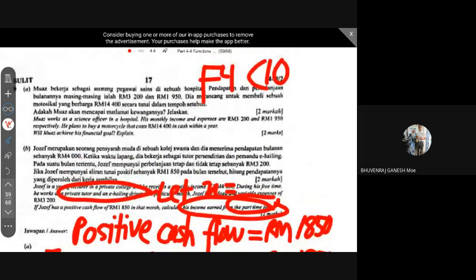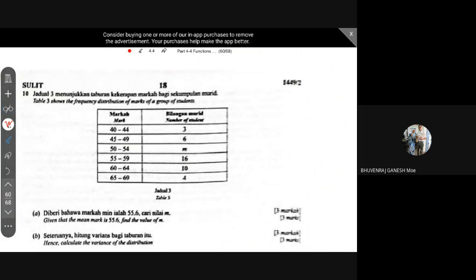Now we go to number 10. This is the last question for section A, okay? Very famous. Okay, come. First of all, which form, which chapter?